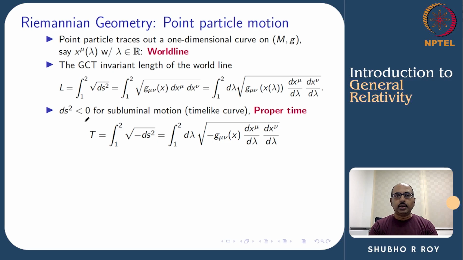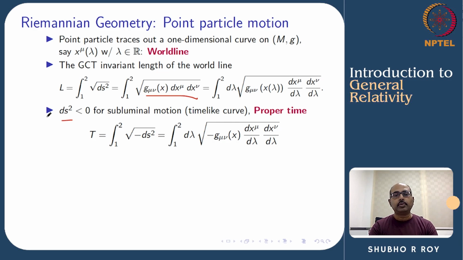Now, as it turns out in relativity, this interval can be positive, negative, or zero. In particular, we know for point particles which are moving with speed less than the speed of light, this must be negative. So this much we know from special relativity itself.